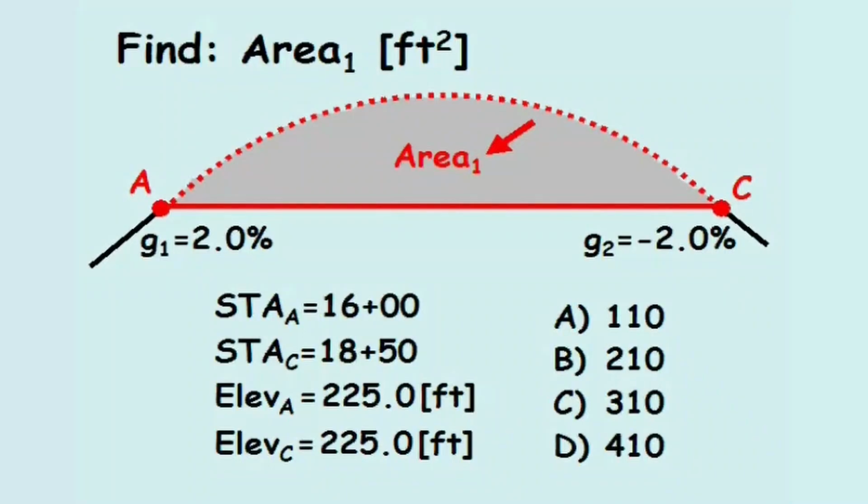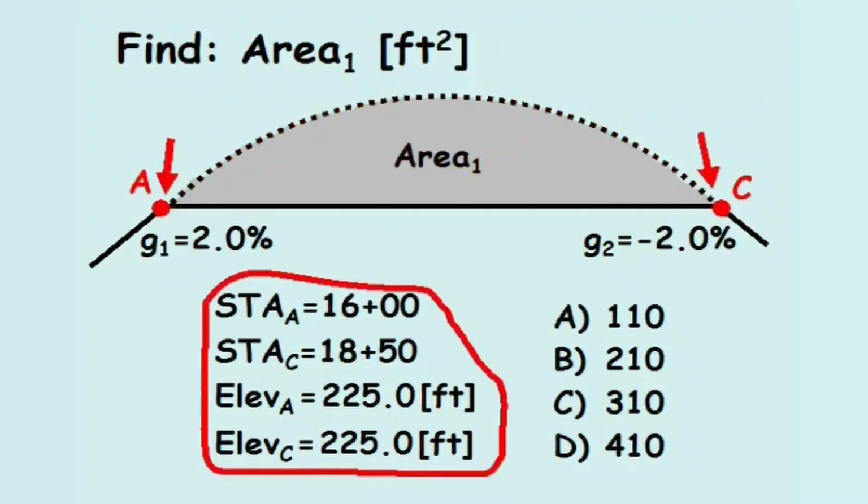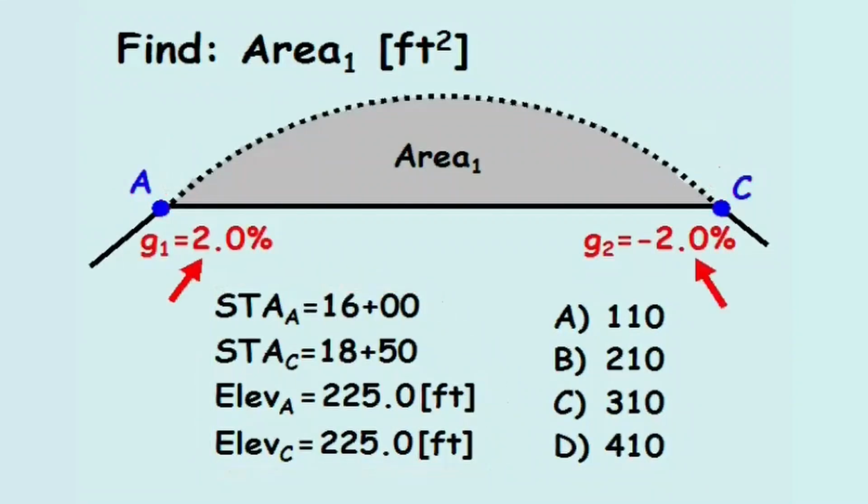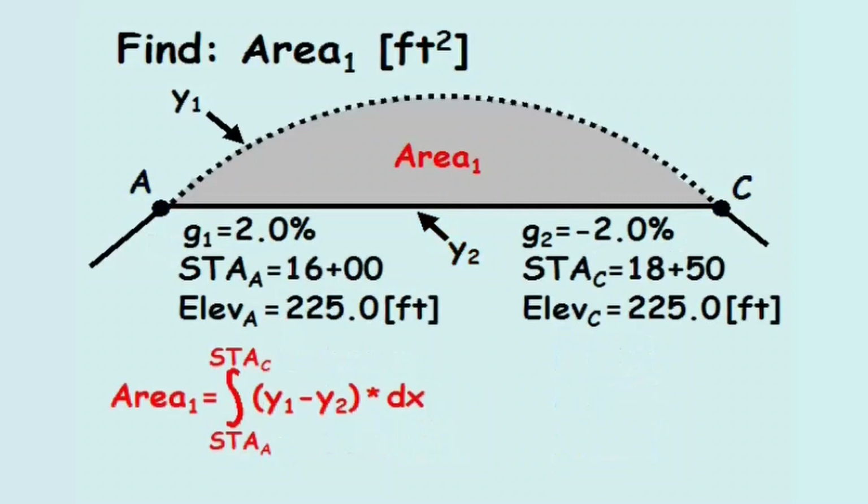The problem also provides the stationing and elevation for points A and C, as well as the grade of the curve at point A and point C. For this problem, we'll define two equations. Equation y1 will equal the equation of the curve AC, and equation y2 will equal the equation of line AC. This way, area 1 equals the integral of y1 minus y2 dx when evaluated from station A to station C.